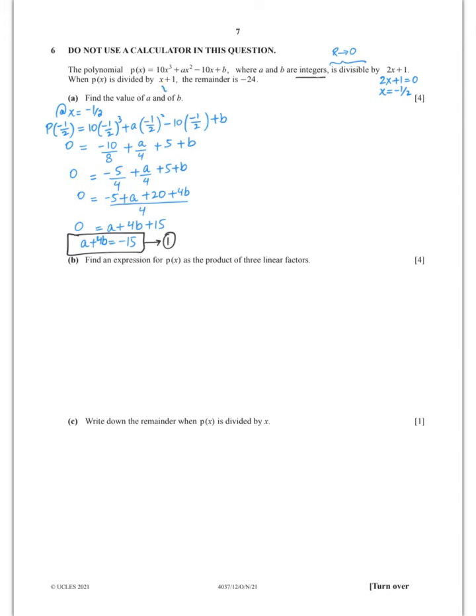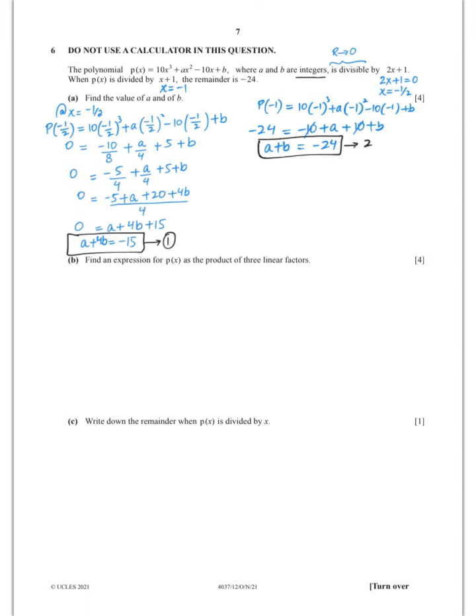The condition says when x is equals to minus 1, the remainder is minus 24. I'm going to place x equals to minus 1 in this same equation. So now p of minus 1 is equals to 10 times minus 1 to the power cube plus a times minus 1 square minus 10 times minus 1 plus b. Simplify, it will be minus 10 plus a plus 10 plus b is equals to the remainder, minus 24. Plus 10 and minus 10 cancel, so you will get the second equation, a plus b is equals to minus 24. That is your second equation.